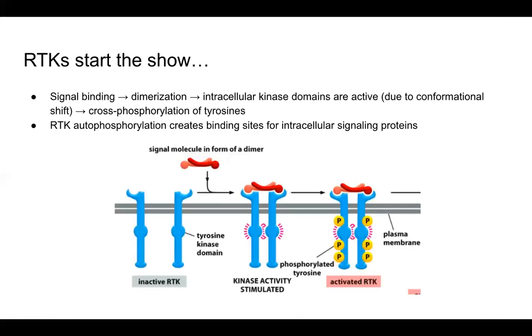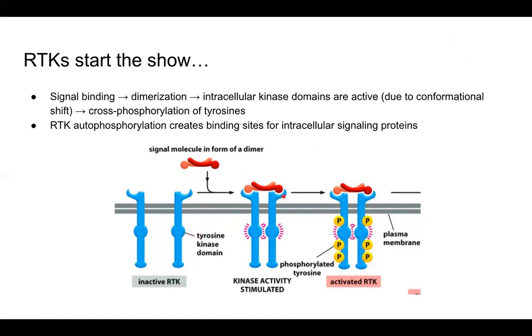So the first thing that happens in the RAS MAPK RTK pathway is that the receptor tyrosine kinases will begin the pathway, and you'll probably notice this is a common theme for most of the pathways. The signal comes along in the form of a dimer, and that will bind to the RTKs and cause dimerization of the RTKs, meaning that the RTKs are able to come closer together in proximity.